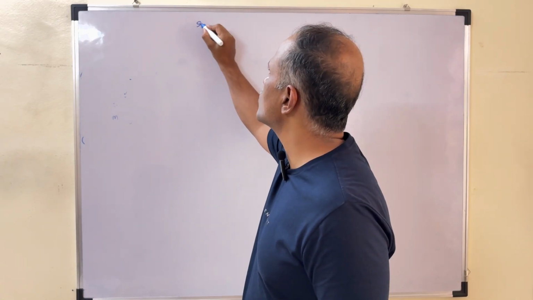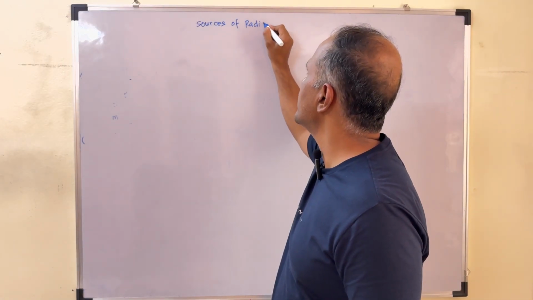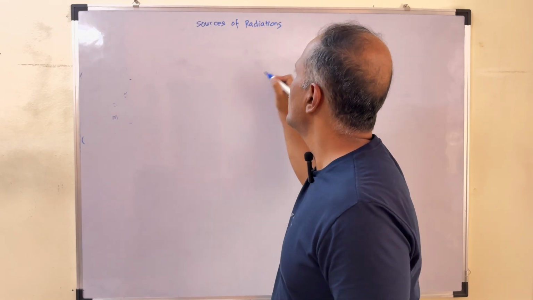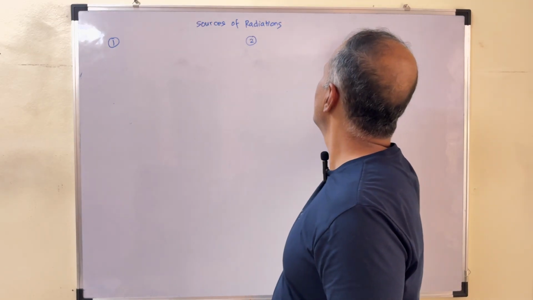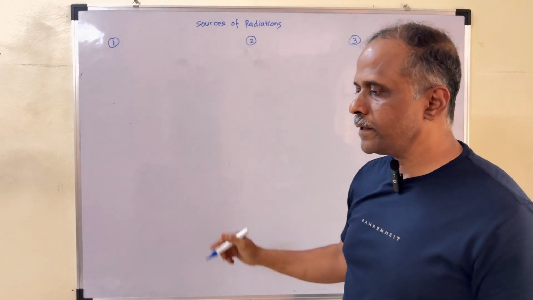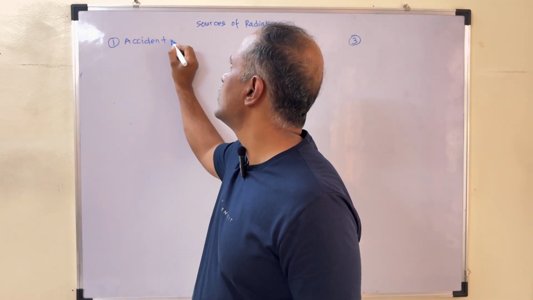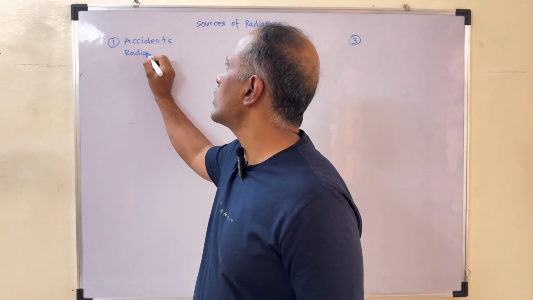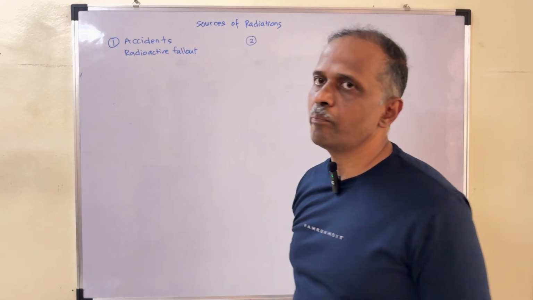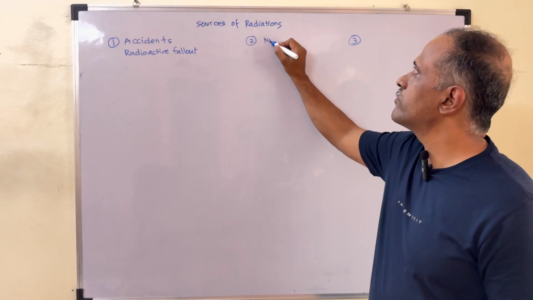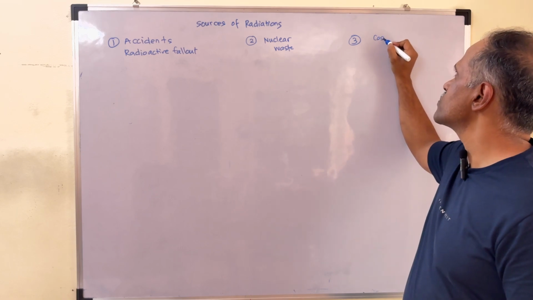So the topic is sources of radiation. Again, 1, 2 and 3. Firstly, the accidents which had happened, or you can say radioactive fallout from nuclear power plants. The second is the nuclear waste, and the third one is cosmic radiation.